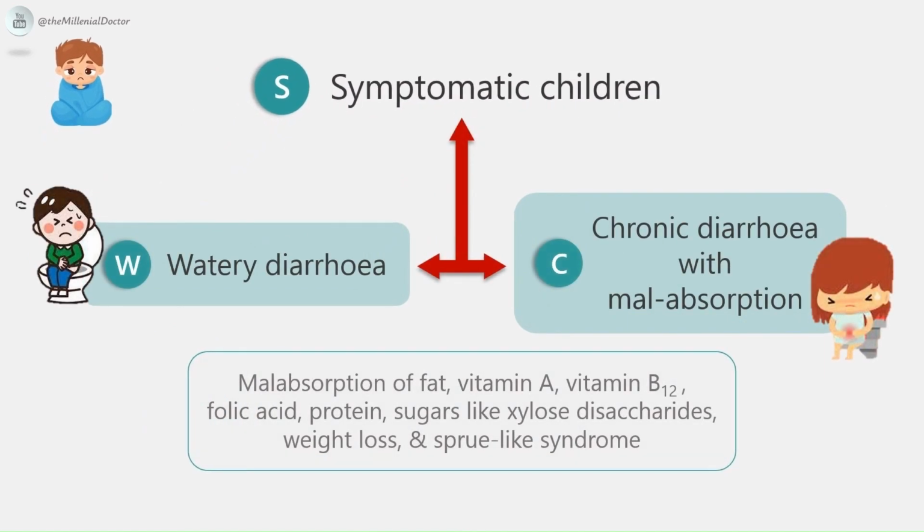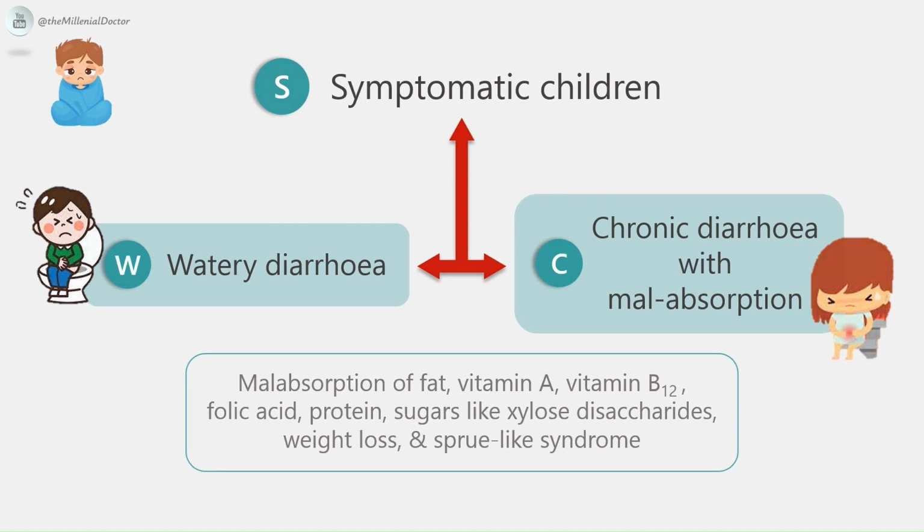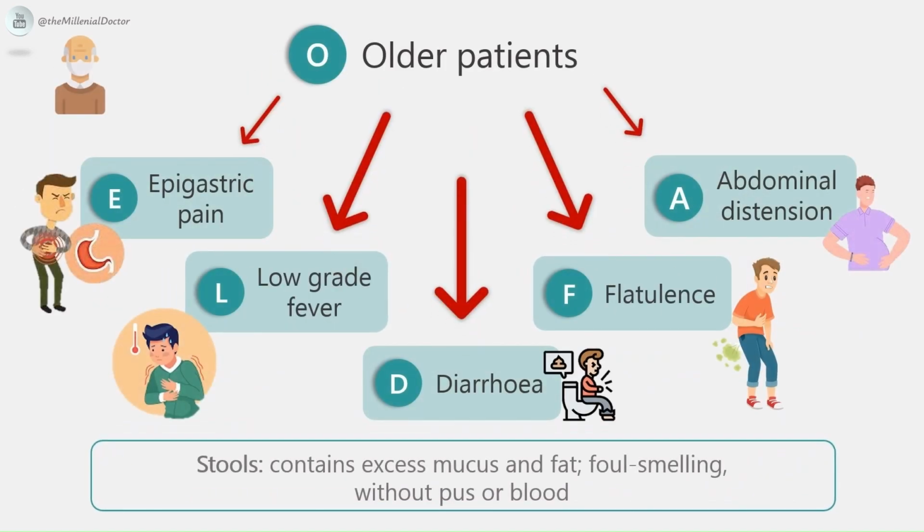First, the symptomatic children. These present with watery diarrhea and may develop chronic diarrhea with malabsorption, and this malabsorption is specifically of fat, vitamin A, vitamin B12, folic acid, protein, sugars like xylose and disaccharides, leading to weight loss and sprue-like syndrome. Then the older patients, they present with epigastric pain, low-grade fever, diarrhea, flatulence, and abdominal distension. The stools contain excess mucus and fat and are foul-smelling in odor without pus or blood.